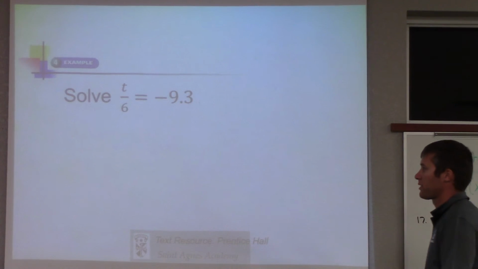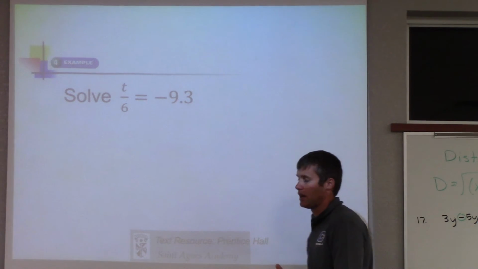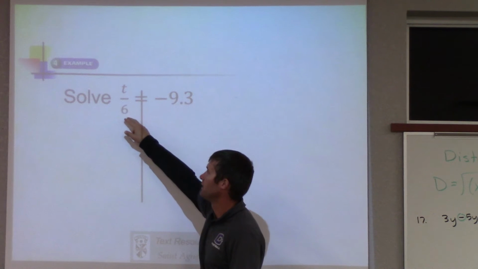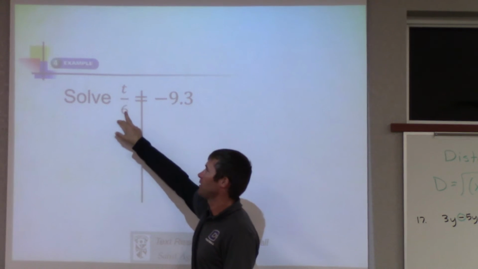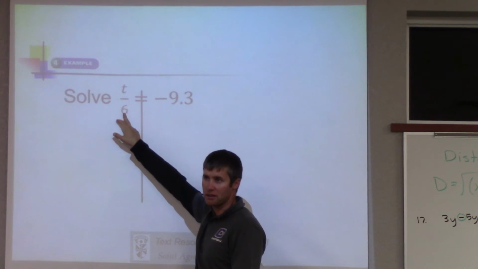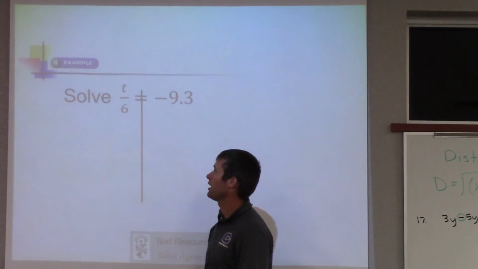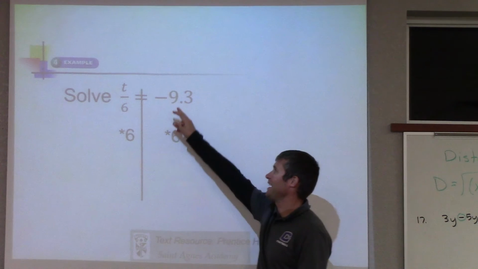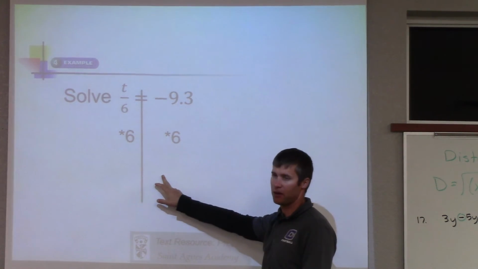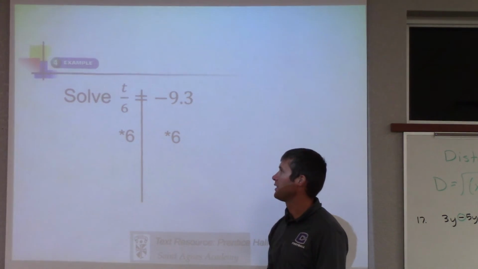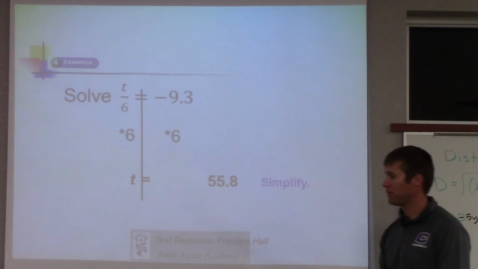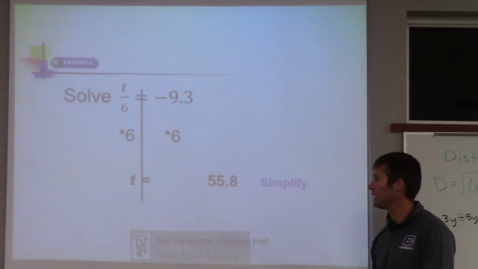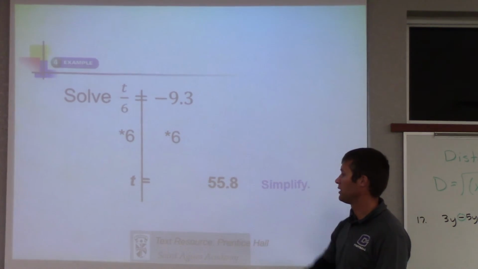Okay, finishing up with the last few. We want to solve. Again, we draw my line. I'm only looking at the left-hand side. If I look at T divided by 6, the opposite of dividing by 6 is multiplying by 6. So we multiply each side by 6. We have a negative times a positive, so in the end I will have a negative. Now we multiply, which gives me 55.8. So T equals negative 55.8.